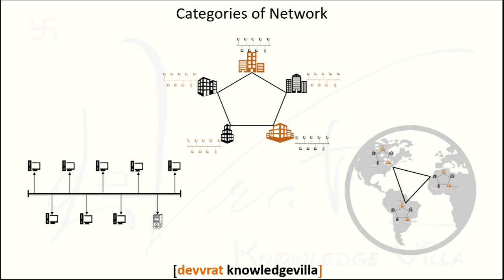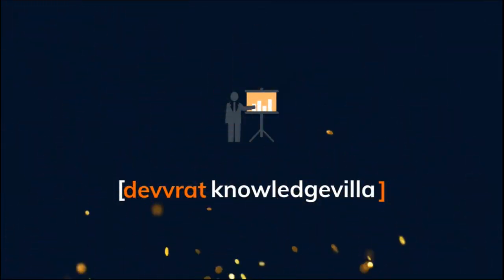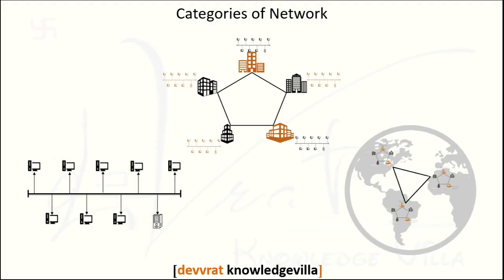You are watching our English video series of Computer Network and learning basics of Computer Network. Today we are going to discuss categories of network. In this session we will discuss three categories of network: LAN, MAN and WAN.